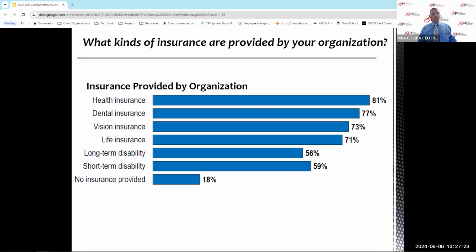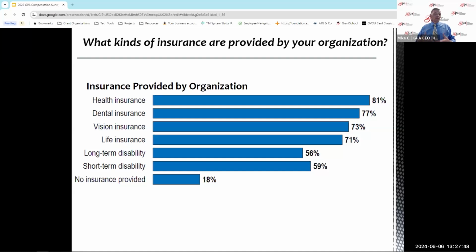The most common insurance programs are obviously health insurance, dental, vision, and life insurance, while 59% can receive short-term disability insurance, and 56% can receive long-term disability. Those percentages are very consistent with 2022.